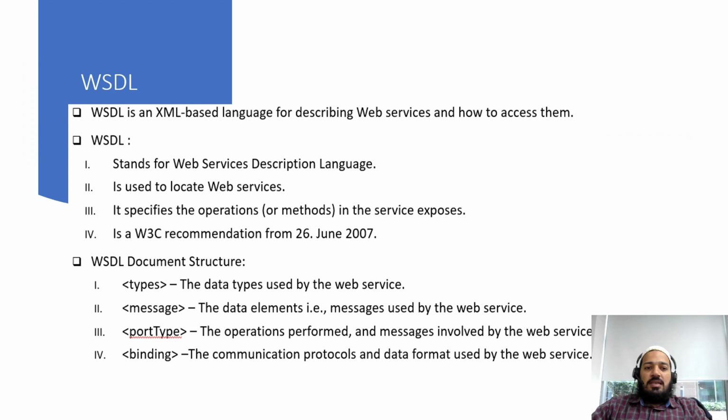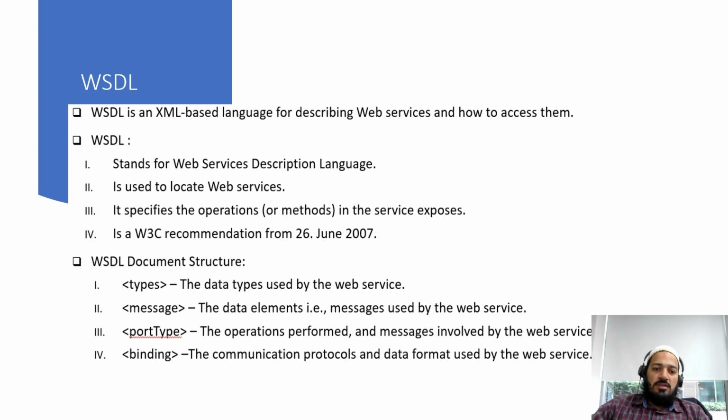WSDL is basically an XML-based language for describing web services and how to access them. We can import the WSDLs and provide them to get our service connected, based on the web service. Web Services Description Language is the full form. It is used to locate web services, and it specifies the operations or methods the service exposes.